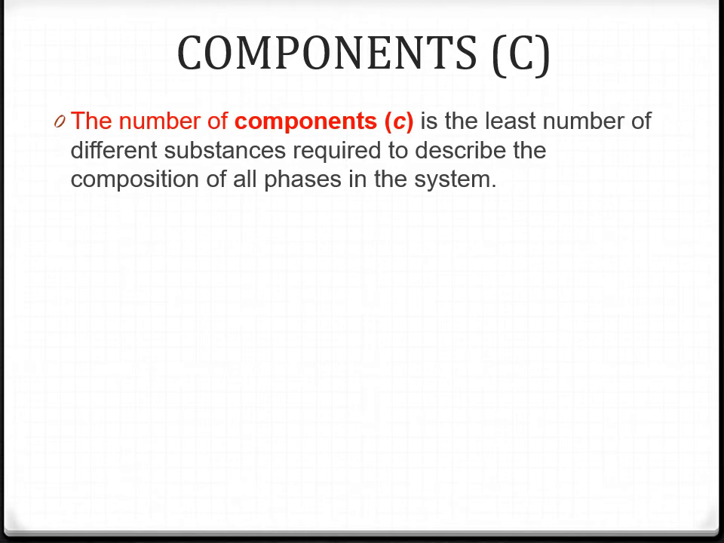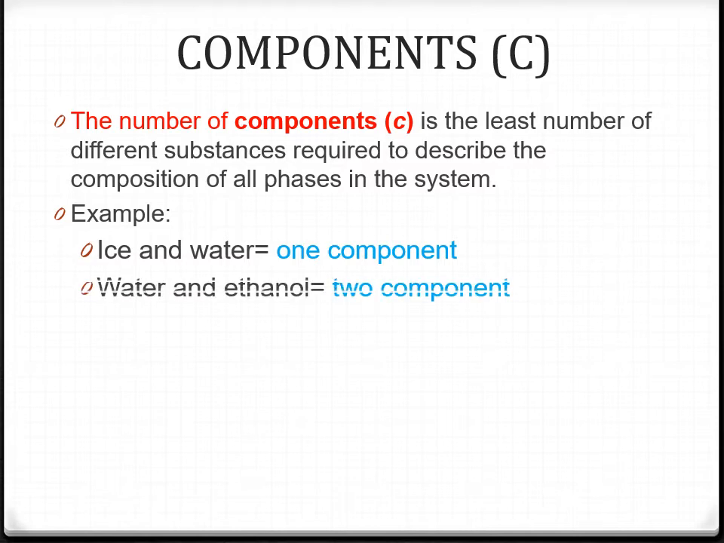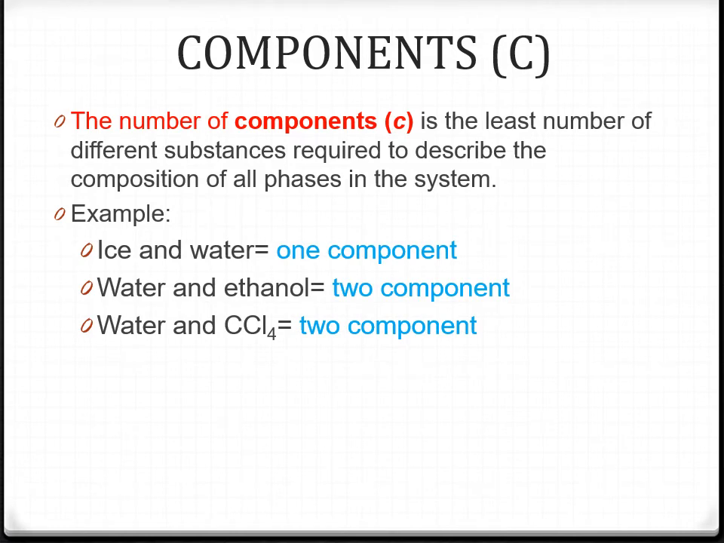To understand components, I take the example of water. We know that water exists in three phases: solid, liquid, and gas. These three phases can be expressed as the same chemical formula, which is water, H2O. So it is called a one component system.